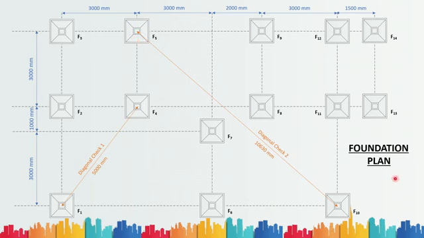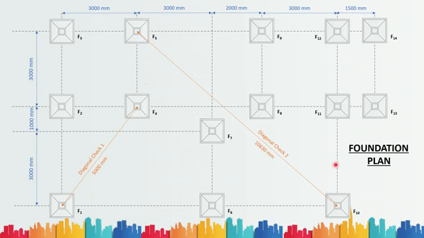So as you can see, I'll do a quick recap of this. First you have the positions of the columns. You mark the vertical center to center distance between each column. Then you mark the horizontal center to center distance between each column. Then for each column you have to provide the footing. It may be an isolated footing, it may be a combined footing. Here for simplicity I have only shown isolated footing. Then you have to name each and every footing, and finally you have to provide the diagonal check.